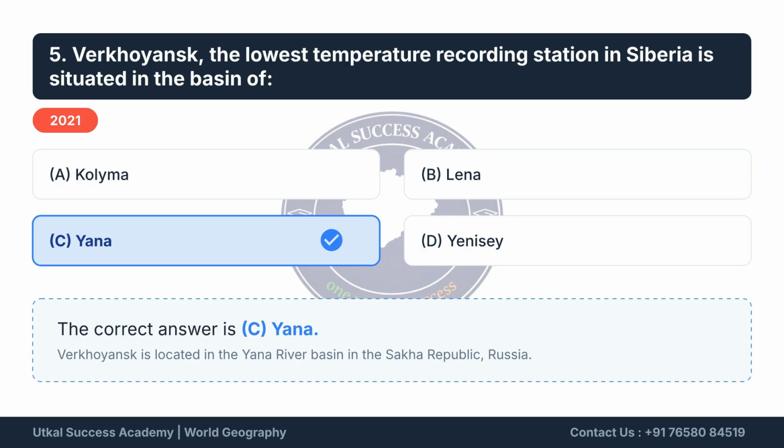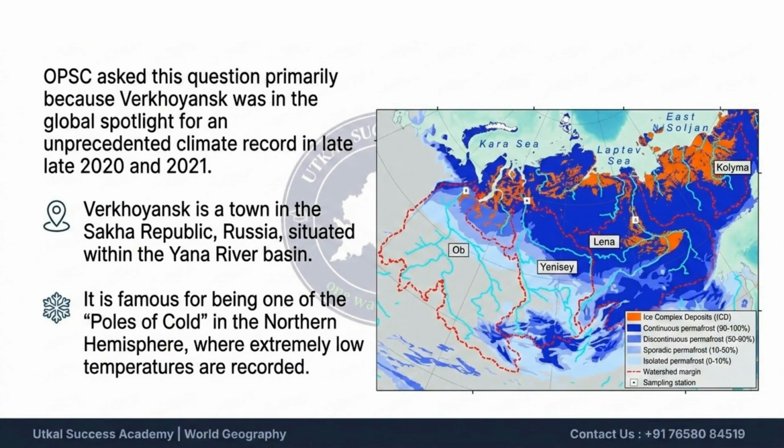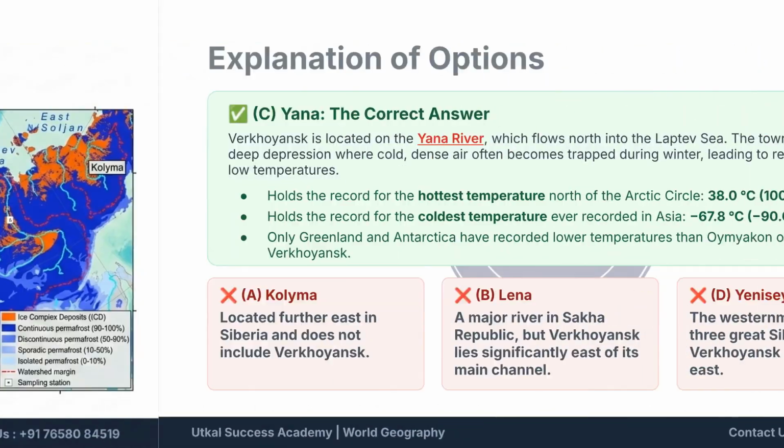It is situated in the basin of the Yana River. Interestingly, Verkhoyansk became globally important after recording unusual temperature changes in the Arctic region during 2020 and 2021. Located in the Sakha Republic of Russia, it is known as one of the coldest inhabited places in the Northern Hemisphere and is often called a pole of cold.